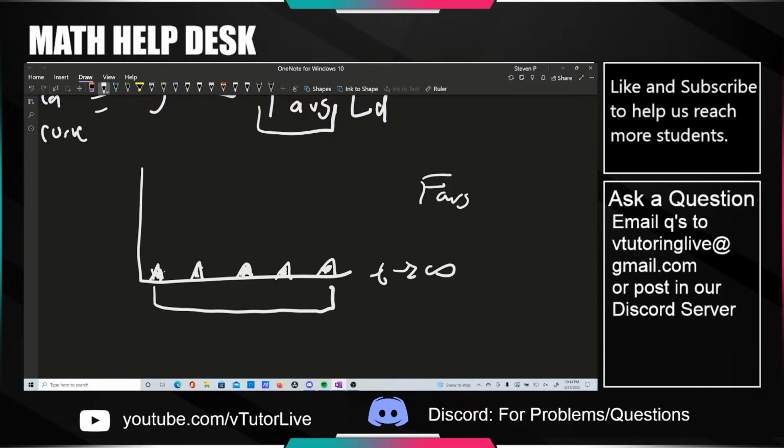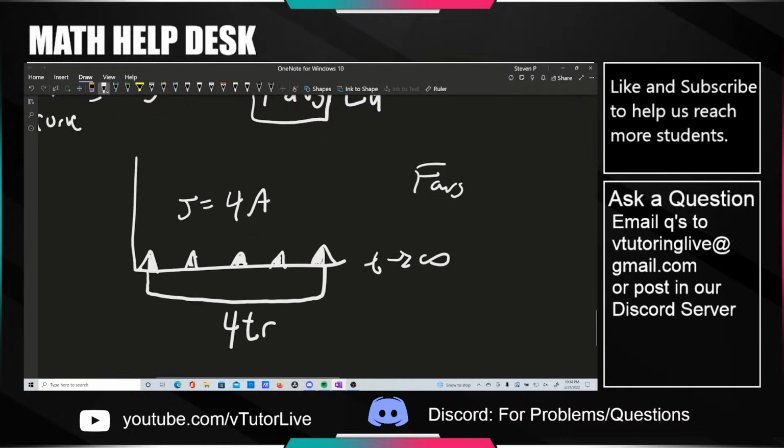Let's say that this was 5 triangles. Sorry, let me be careful. If there were 5 triangles, the total time distance would only be 4 TR, because 1, 2, 3, 4. And you notice here that on the left triangle, only half of the area is being counted, and on the right triangle, only half the area is being counted. So the total area here is like 4A. The total impulse is 4A for this particular time frame.